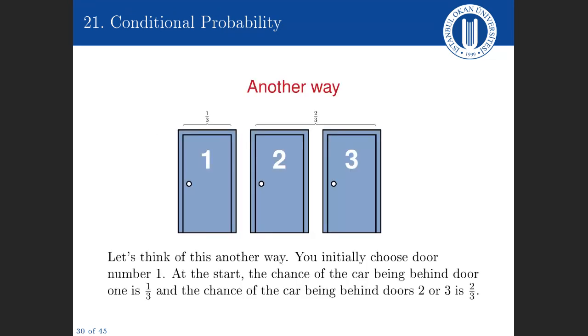Let's think about this another way. Let's suppose that again, you choose door number one. The chance that the car is behind door number one is one over three, and the chance that the car is behind either door two or door three is two over three.